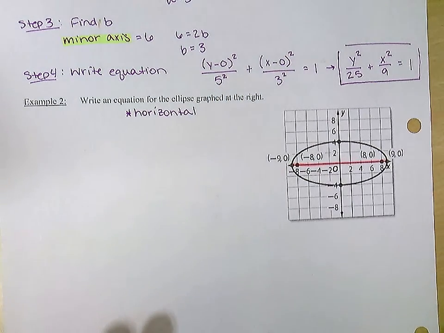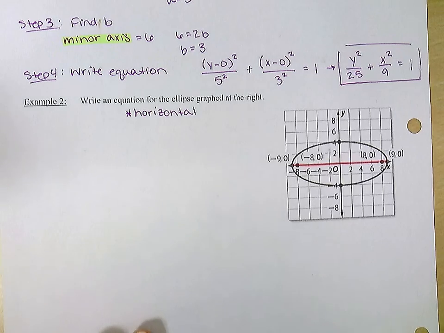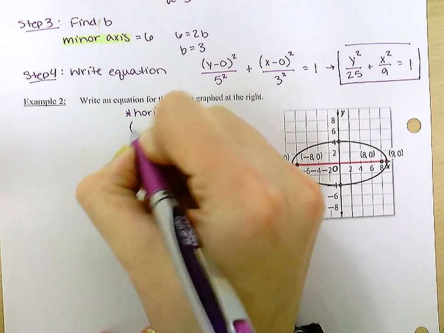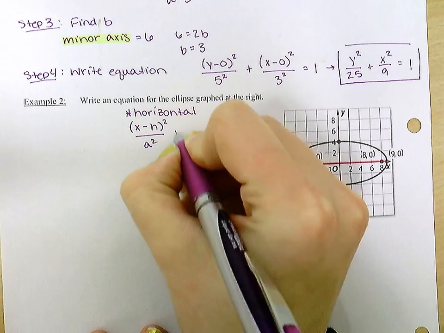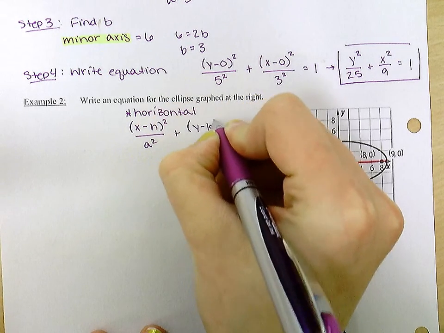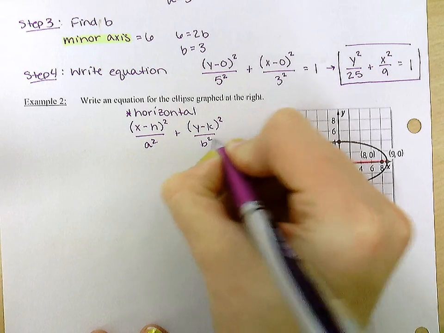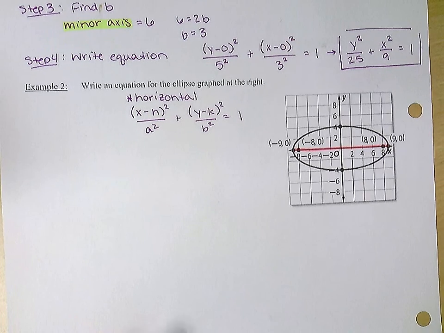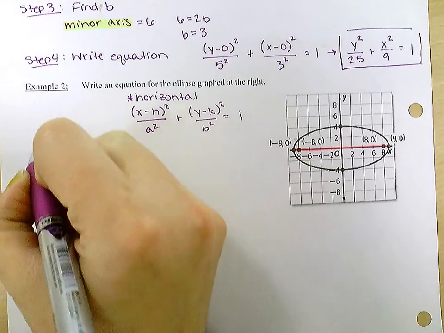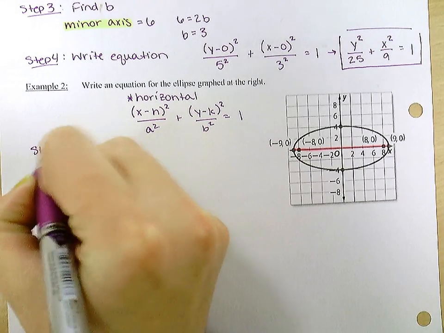Okay, since it's a horizontal ellipse, I'm going to write my equation out as x minus h squared over a squared plus y minus k squared over b squared is equal to 1. Okay, so next I just want to go through my steps. So my first step is to find the center.